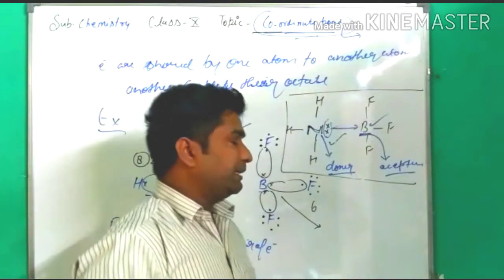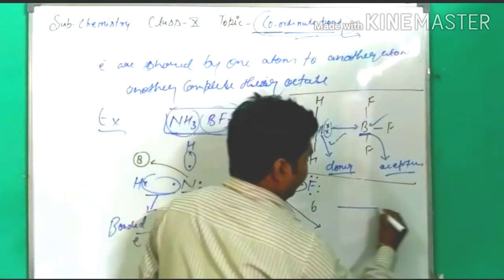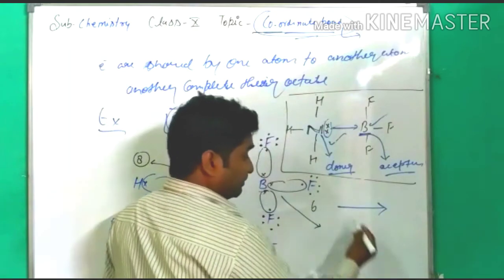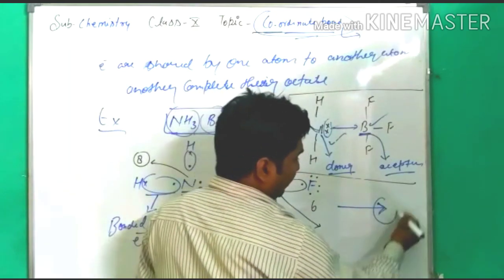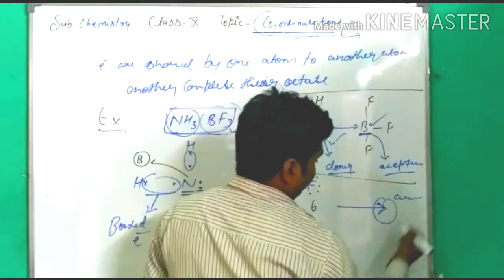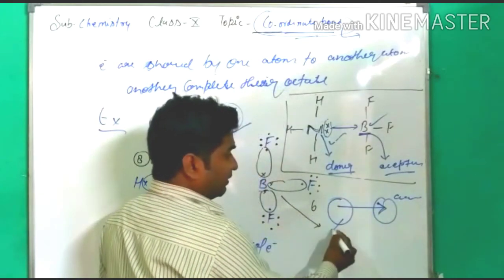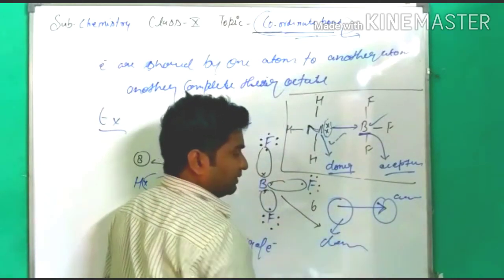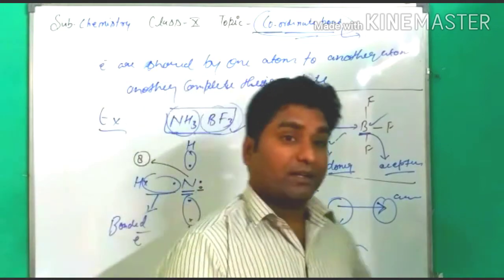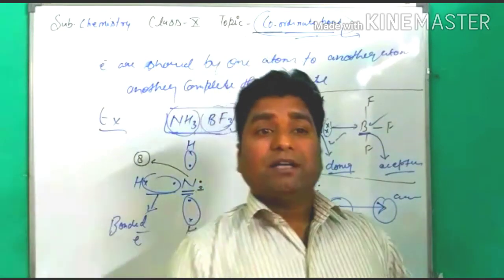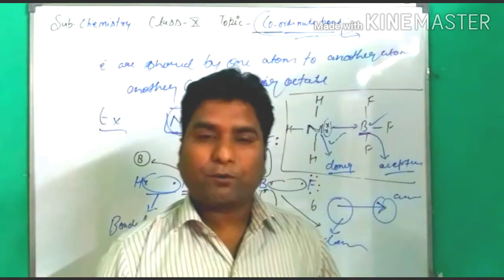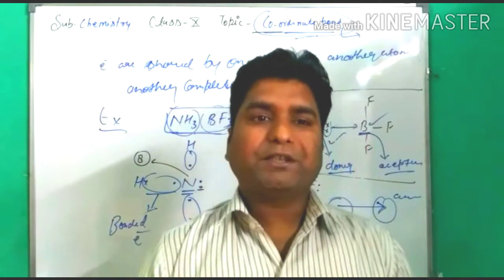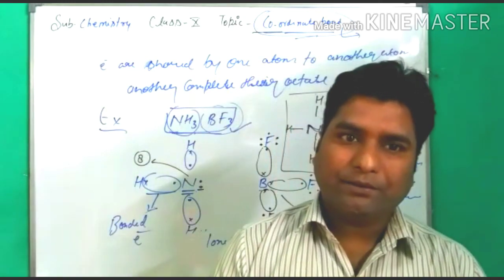In case of coordinate bond, you can represent the coordinate bond by this symbol, that means the arrow. The head of the arrow points towards the acceptor and the tail of the arrow towards the donor. Is that clear? Now, in the next chapter we will study the other properties of the periodic table. Okay, students.